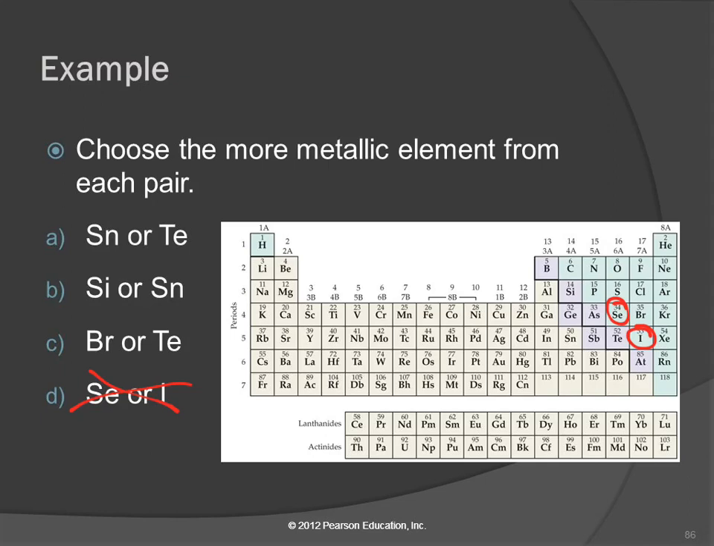Do you want me to do the rest of them? I will. Just one? Which one? B. Silicon or tin? There's silicon and here's tin. Which is more metallic? Well, silicon is a semi-metal, and tin is actually in the metals. So this one is the more metallic.